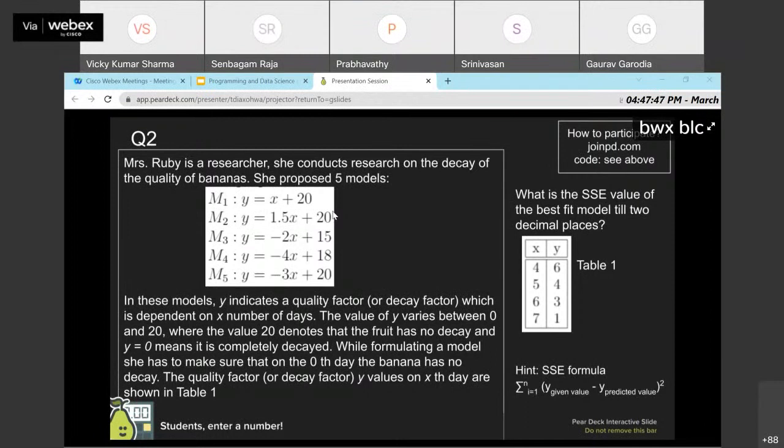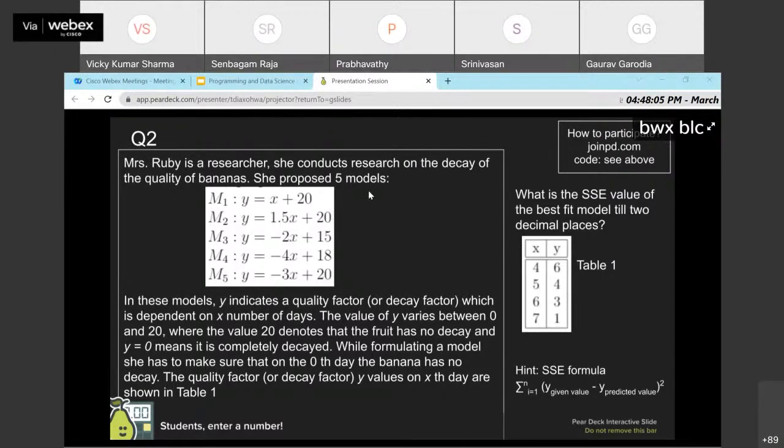It need not be that every time you will get one model to be right. There might be two models which you think are right in your examination. So what you should do is get the SSE value using both models, and whichever gives you the least SSE value will give you the best fit.